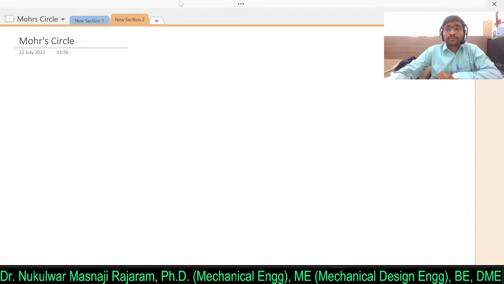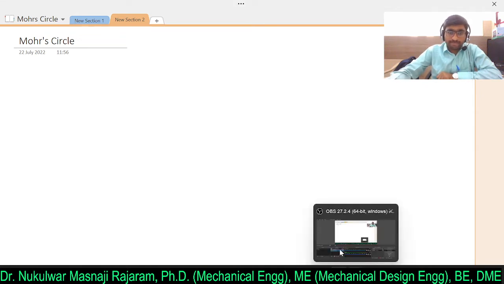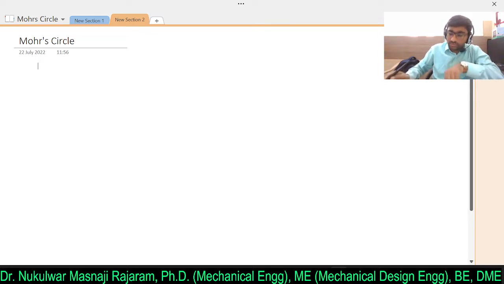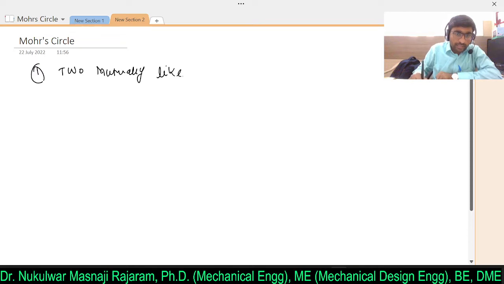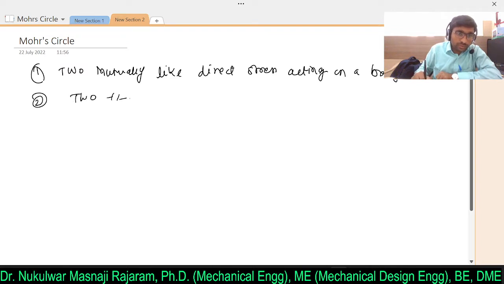So, let's start. The Mohr circle is used in three different conditions. First, when two mutually like direct stresses are acting on a body, we can use the Mohr circle. Second, two mutually unlike direct stresses, meaning one is tensile and one is compressive, acting on a body. In that case also we can use a Mohr circle.